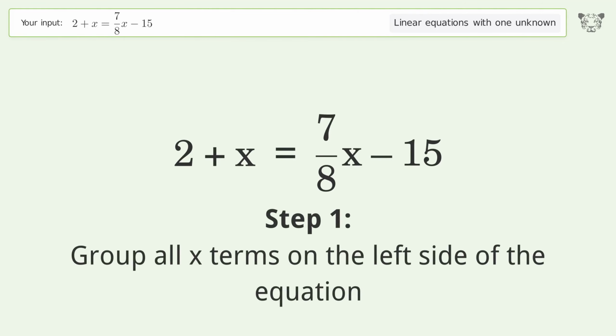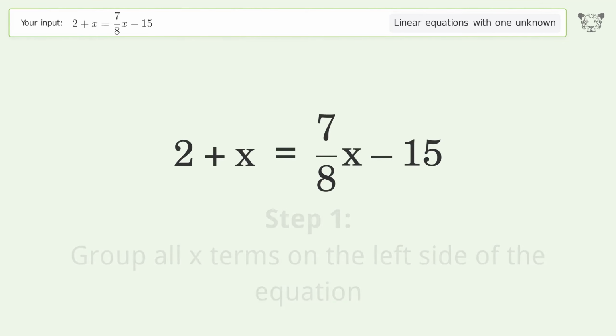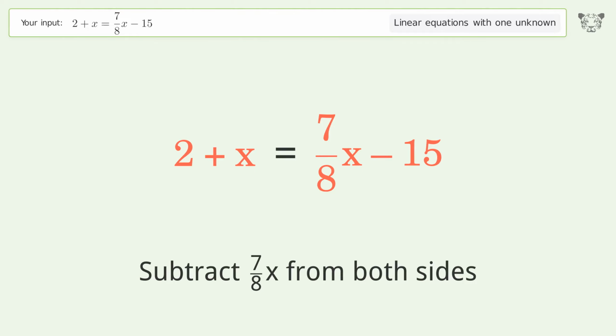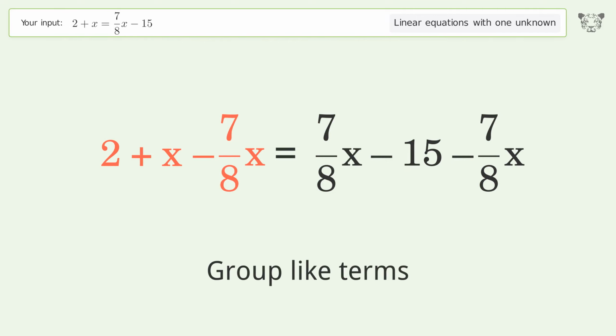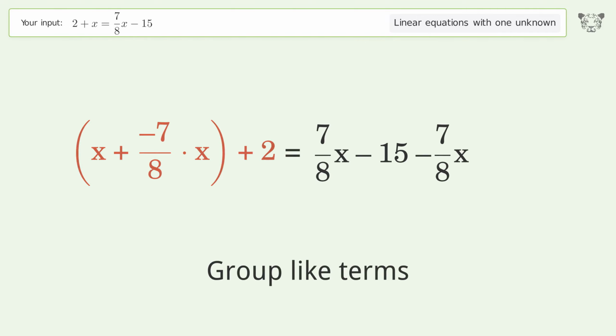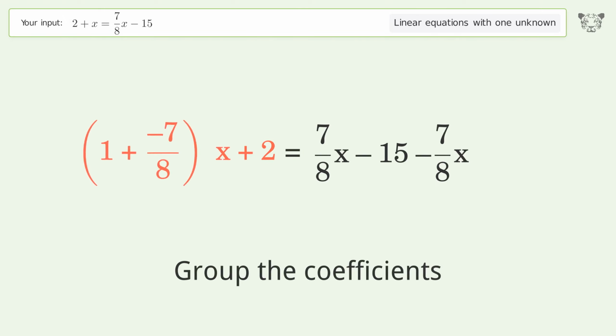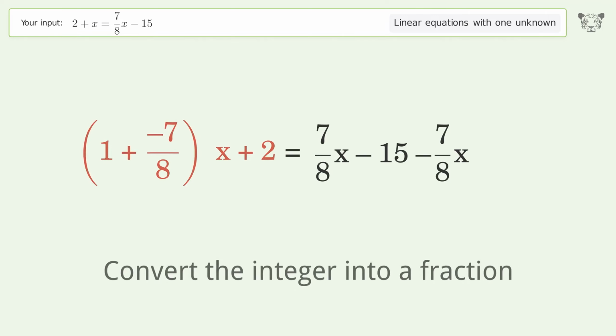Group all x terms on the left side of the equation. Subtract 7 over 8x from both sides. Group like terms. Group the coefficients. Convert the integer into a fraction.